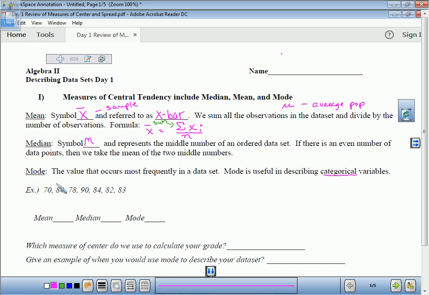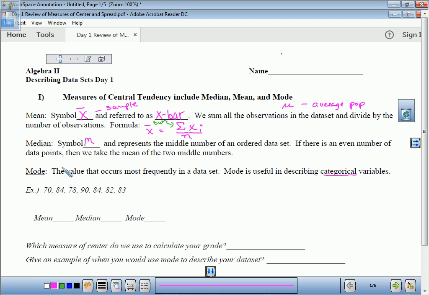All right, so here's a data set. Now, when I give you a data set such as this one, and there's no information with the data set, it's not in the context of a problem, we consider this to be all of the data. Well, that would be the entire population.